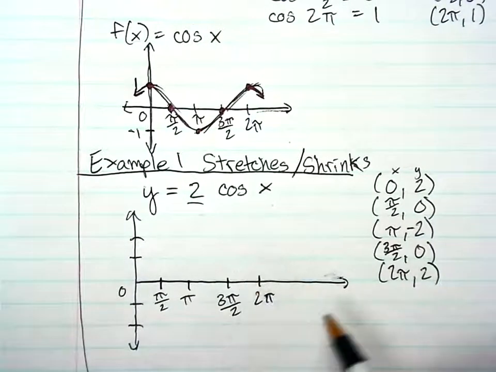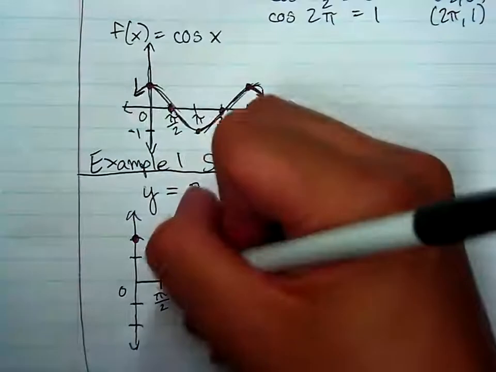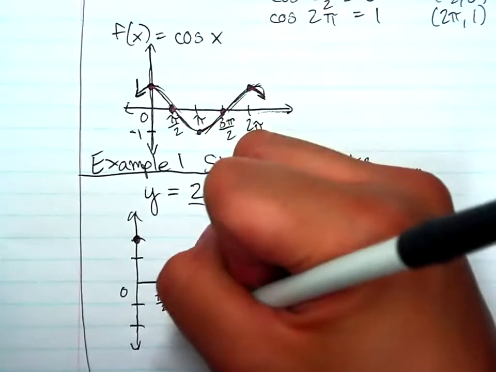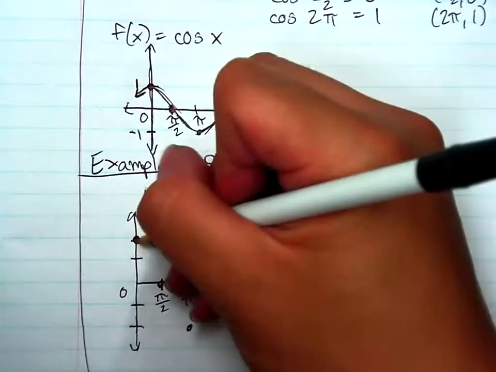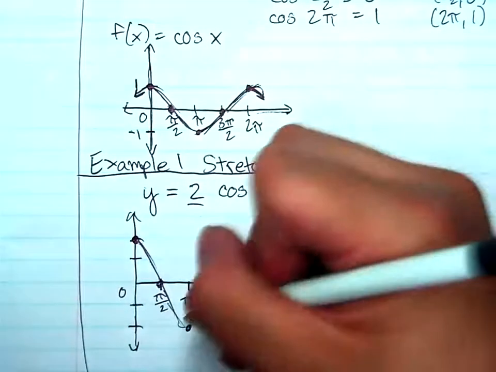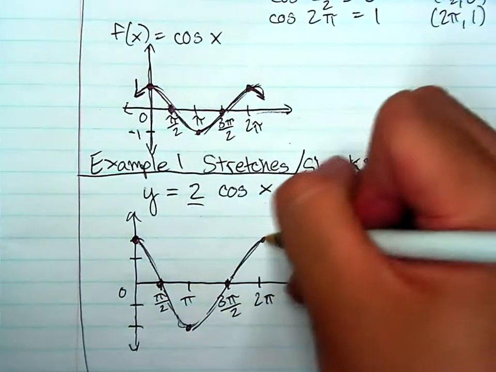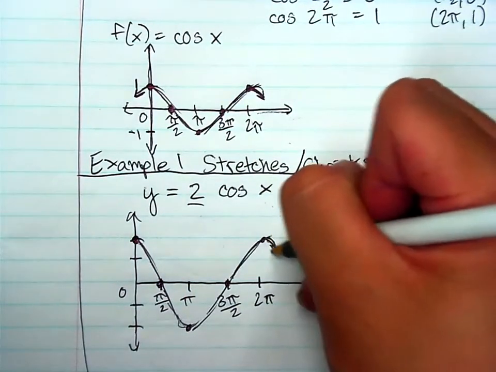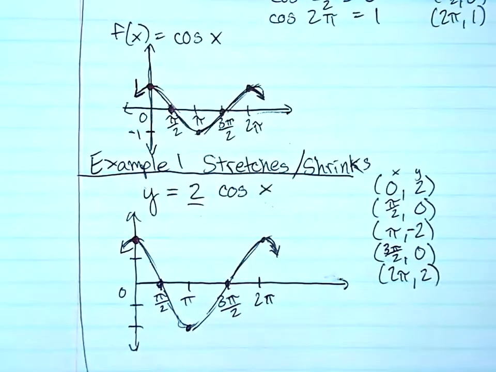Right? So at 0, we have 2. Pi over 2, we have 0. Pi, we have negative 2, 0, and 2. So, pretty much similar curve, just stretched up by 2. Right? So if you multiply by a number bigger than 1, you're going to be stretching it. If you multiply by a number smaller than 1, then you're going to be shrinking it. Right? So there's amplification.